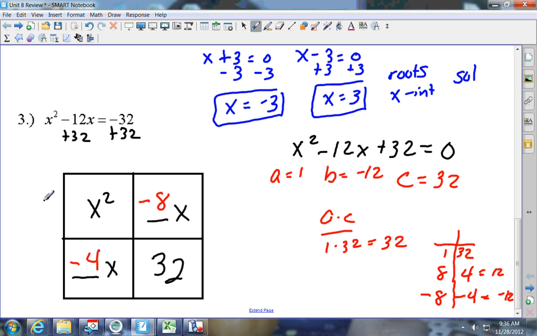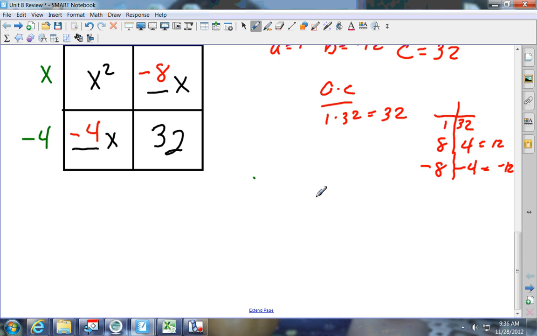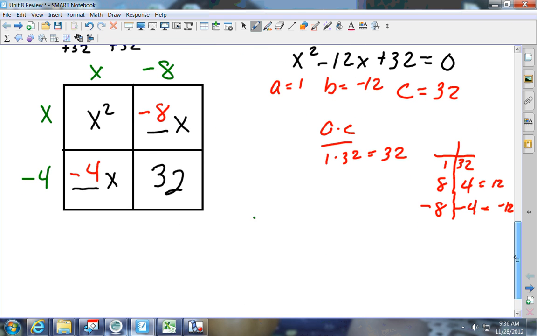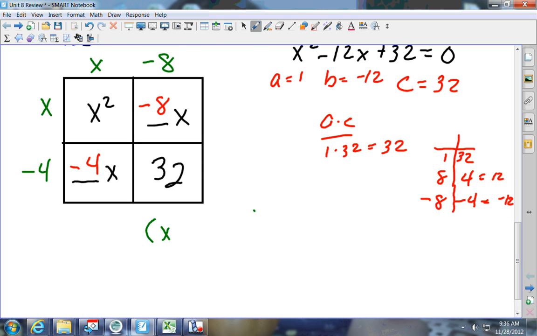X squared splits up as x and x. X times what is negative 8x? Negative 8. X times what is negative 4x? Negative 4. My factors. In factored form, I have x minus 4 times x minus 8 equals 0.